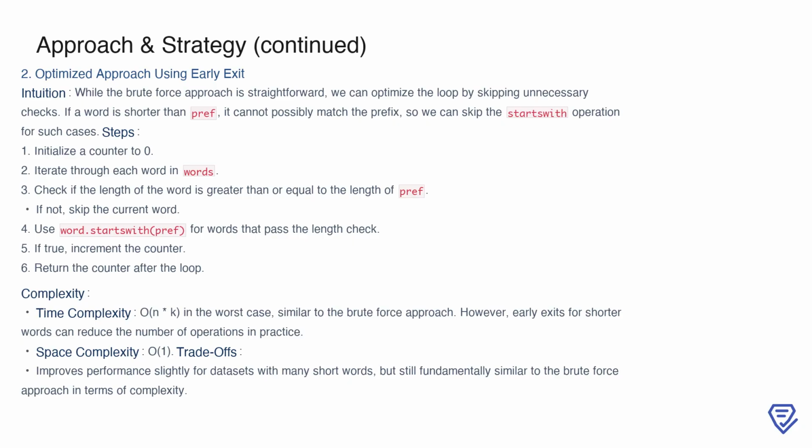Finally, return the counter. While the worst-case time complexity remains O(n * k), similar to the brute force approach, the early exit condition reduces the number of operations for datasets with many short words, leading to improved practical performance. The space complexity is still O(1), which is an advantage. This approach balances simplicity and efficiency, making it a slight improvement over the brute force method.